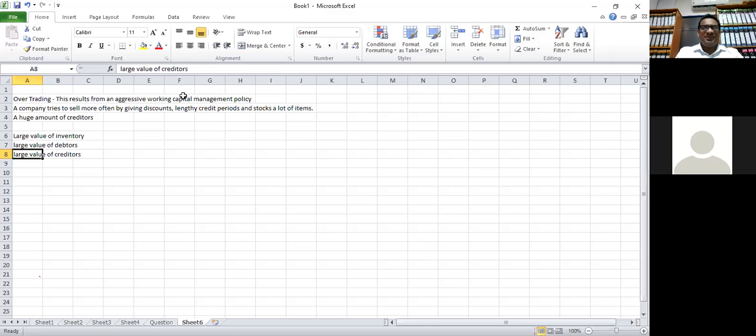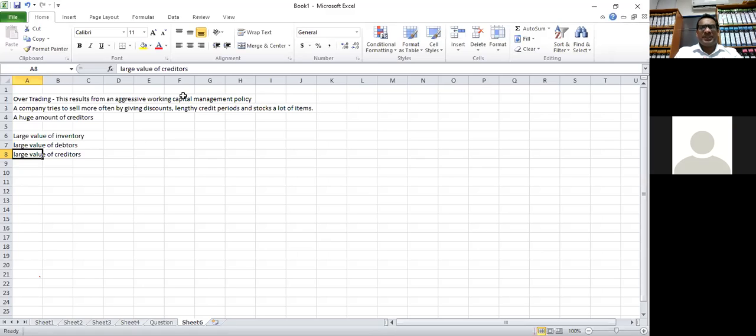If you have given lengthy credit periods, you may borrow. Additional expenses will come to the P&L. Discounts will come to the P&L. You will suffer losses. You will not have money. And on top of that, if creditors ask for money immediately, you will not have anything to give them. So the company will be declared bankrupt. So overtrading is not a good situation to be in. Overtrading should be avoided at any cost.